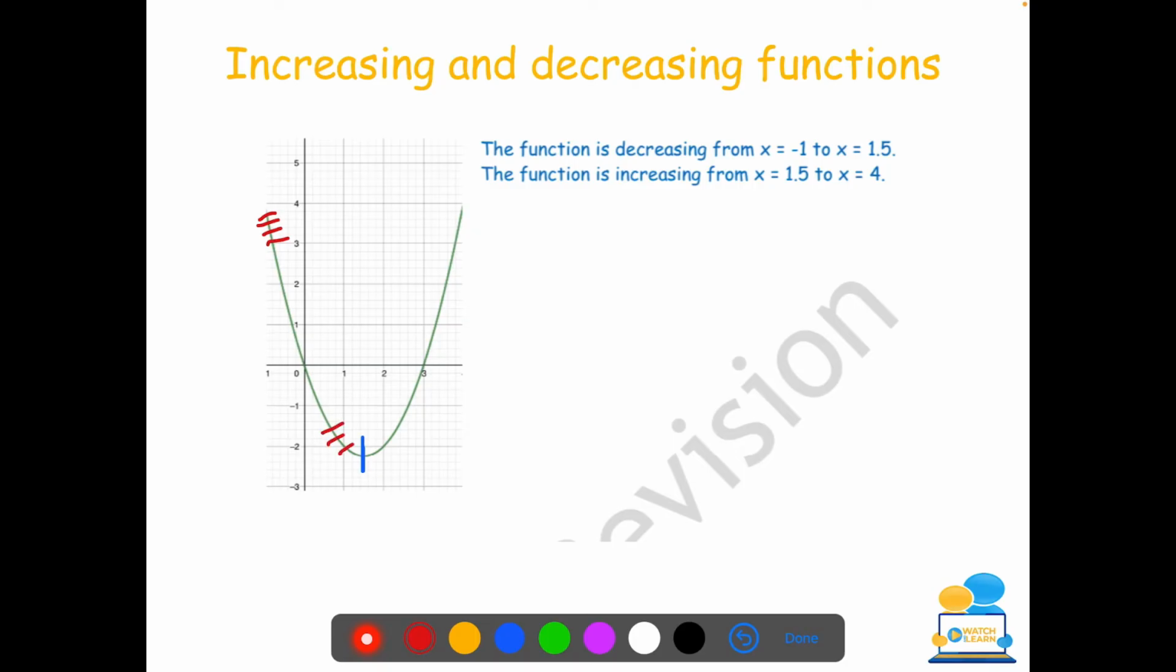So therefore it is decreasing from the x values of -1 to where there is a change in our quadratic, which if you notice here is 1.5. On the other hand, the function is increasing from 1.5 all the way up to 4. As we move through the x values from 1.5 to 4, the y values are increasing.